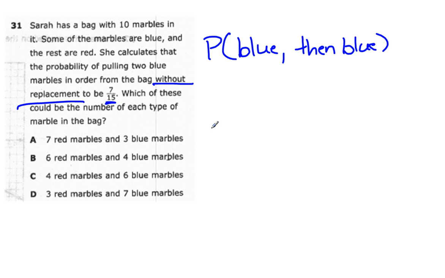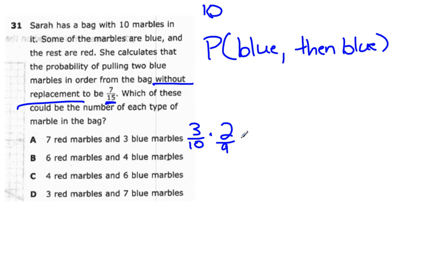So if we look at our first answer choice here, we have 3 blue marbles out of how many total? Well, all these are the same. 7 plus 3, 6 plus 4, 4 plus 6, 3 plus 7. Those all add up to 10. So our possible outcomes is 10. So to get a blue marble here is 3 out of 10. Then to get the probability of the second one being blue, we have to think, if we take 1 blue marble out, how many are left behind? Well, you take 1 away from 3, you get 2. You take 1 away from 10, you get 9.